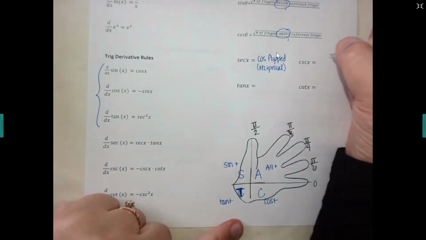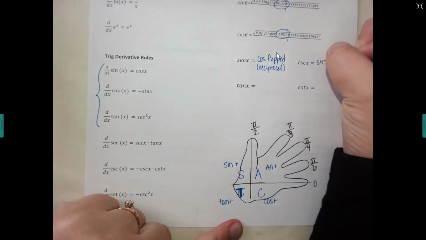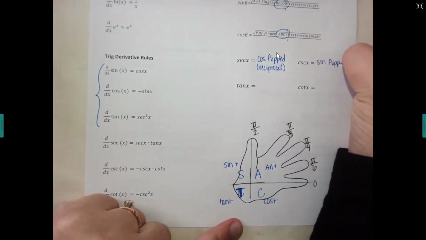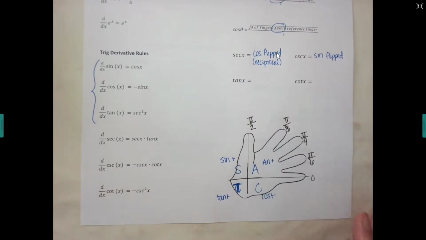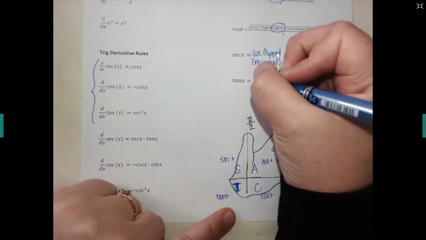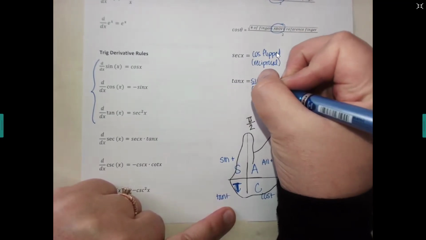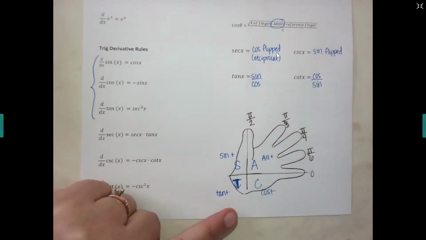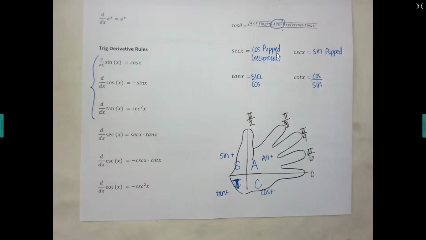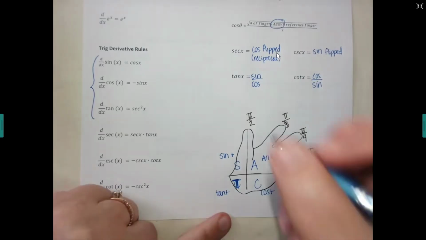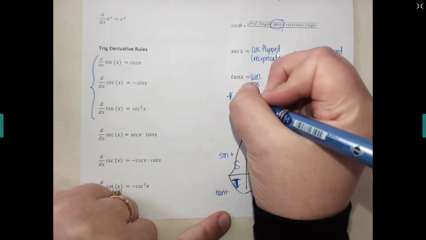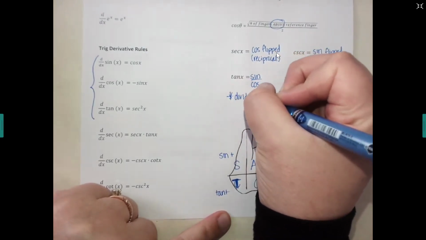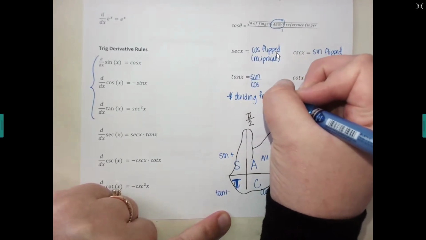CSC is which one flipped? Sine flipped. So let's say that your sine is a half, then your CSC would be 2 over 1. Okay, tan is sine divided by cosine. Cotan is cosine divided by sine. And then remember when we did examples on this, when you're dividing fractions with more fractions, you're going to keep, change, flip.